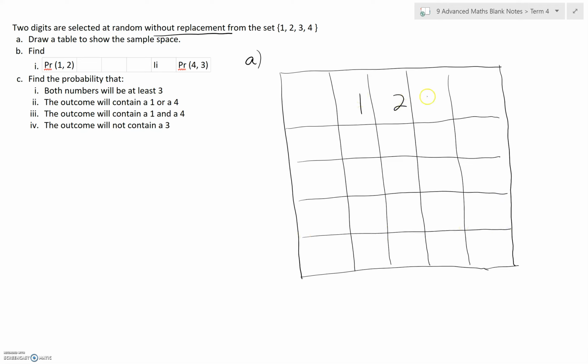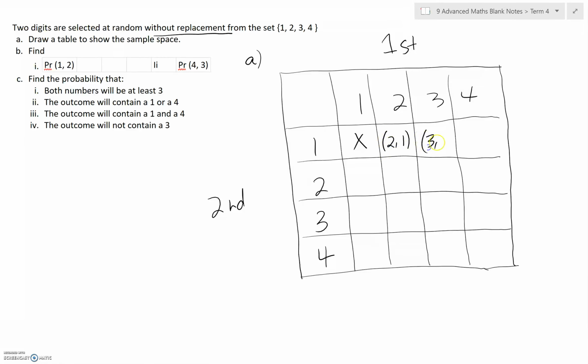Okay, so 1, 2, 3, 4. So this is going to be my first draw, and this is going to be my second draw down here. 1, 2, 3, 4. Now notice it says without replacement. So if I draw a 1 in my first draw, I'm not going to be able to draw a 1 again because there's no 1s left in the box. So that is not a possible outcome I could get. Now the second one, if I draw a 2 first, I will be able to get a 1.